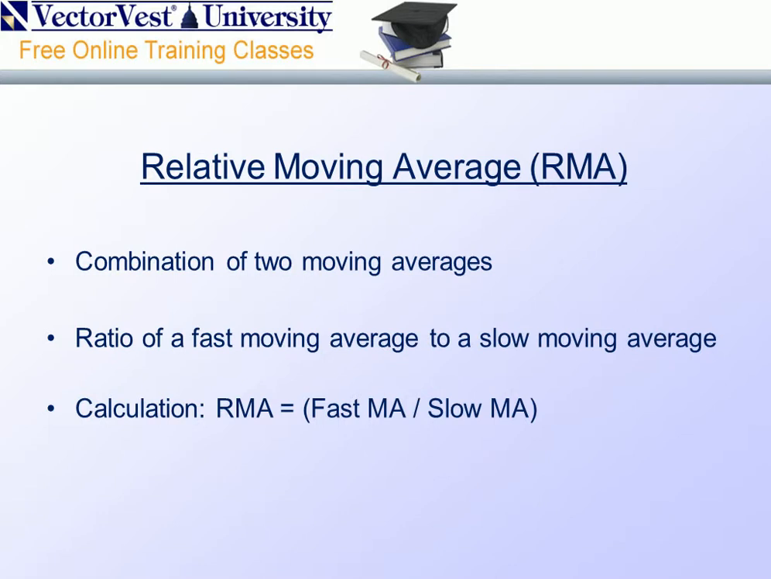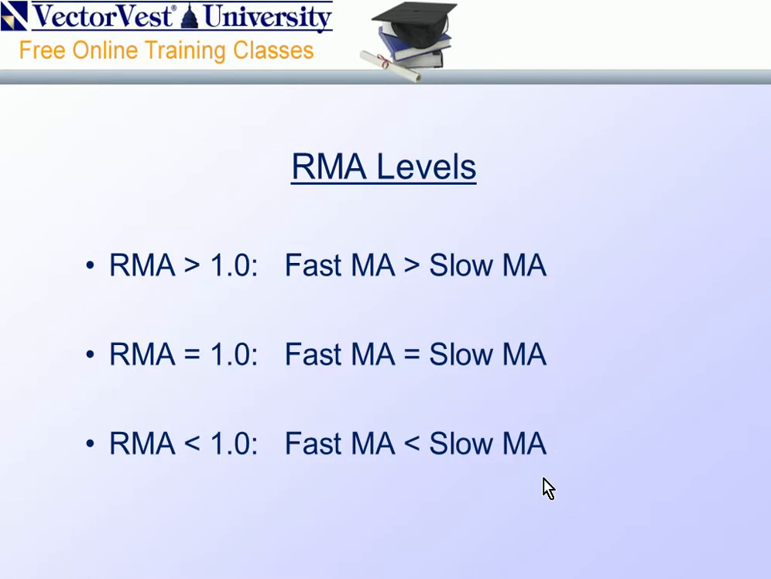But the relative moving average is a calculated value, not a charted value. And our calculation is that the relative moving average equals the fast moving average value divided by the slow moving average value. This means that if the relative moving average value is greater than 1, then the fast moving average is above the slow moving average. If they're equal, then they're at their crossover point. And if the relative moving average is a value less than 1, then the fast moving average is below the slow moving average.